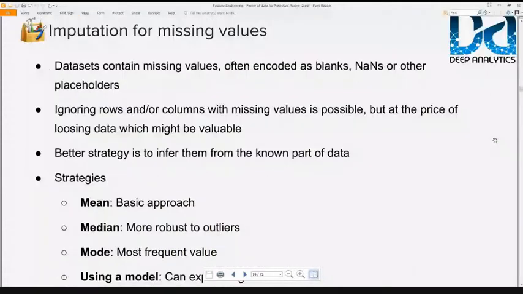So, datasets containing missing values, often encoded as blanks, NaNs, not a number. You remember we talked about that, or other placeholders. Ignoring rows or columns with missing values is possible, but at the price of losing data, which might be valuable.